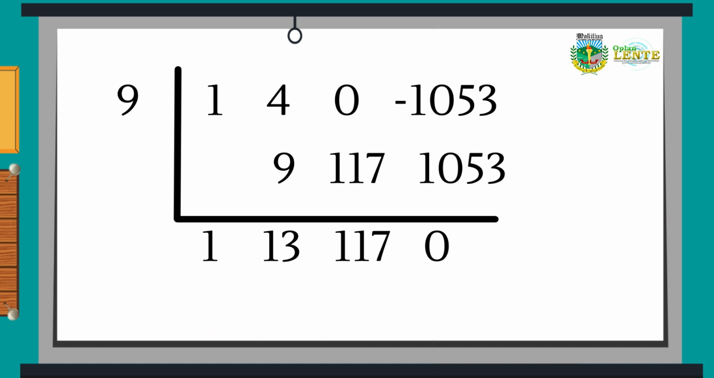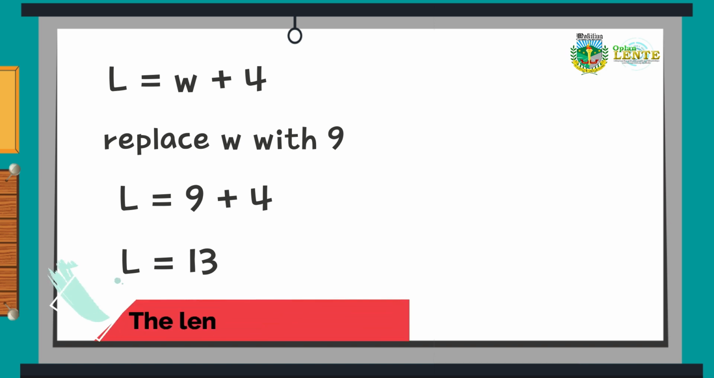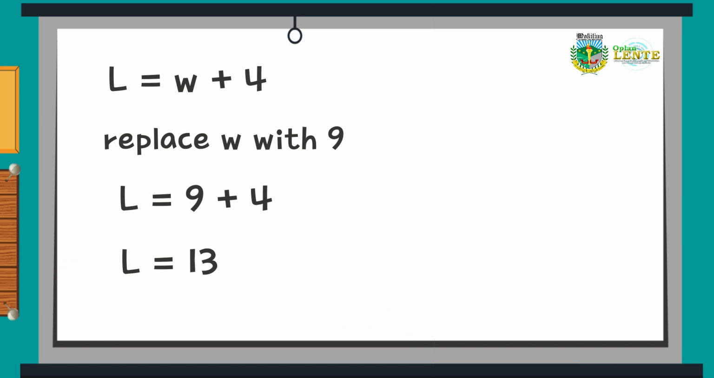We can now use the relationships between the width and the other dimensions to determine the length and the height of the sheet cake pan. For the length, L is equal to W plus 4. Let us replace W with 9. So, the length is equal to 9 plus 4. Therefore, the length is equal to 13 inches.